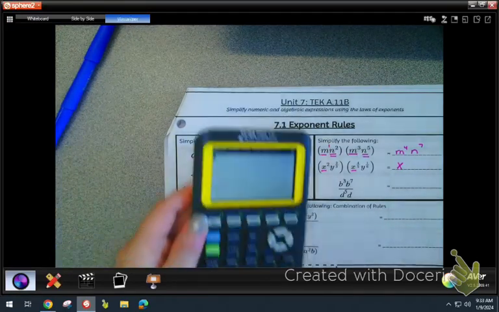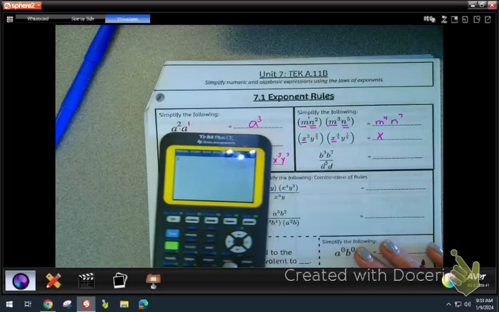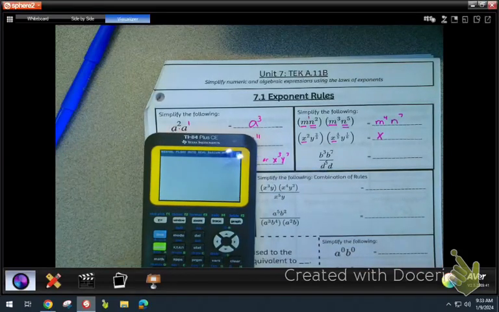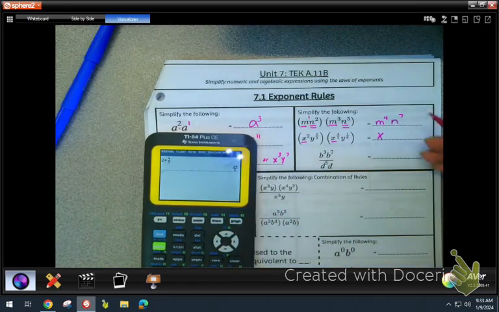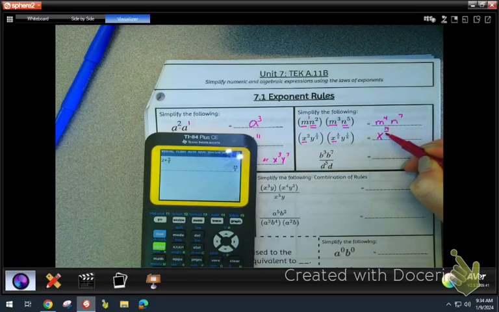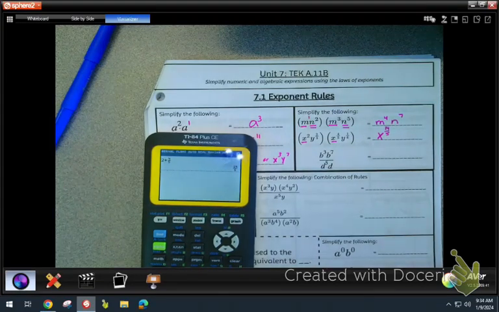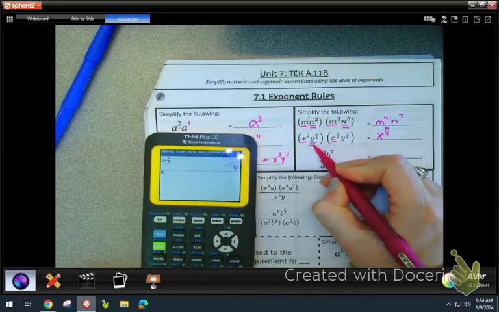Y'all remember how to make a fraction? We should. We did it a whole lot last semester. So 2 plus 4 over 5, and that gives me 14 over 5. It's not very pretty, but it works. So there's my x. For my y, I've got 2 fractions to add.